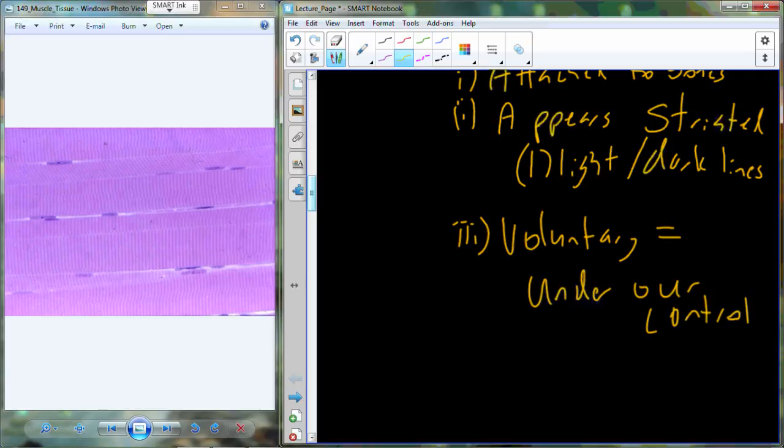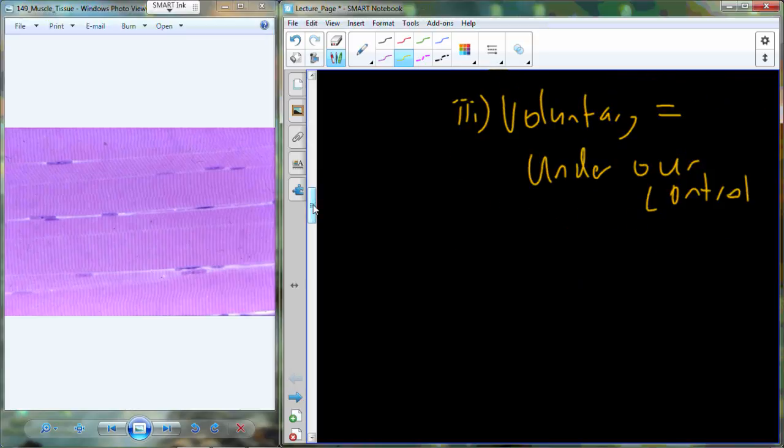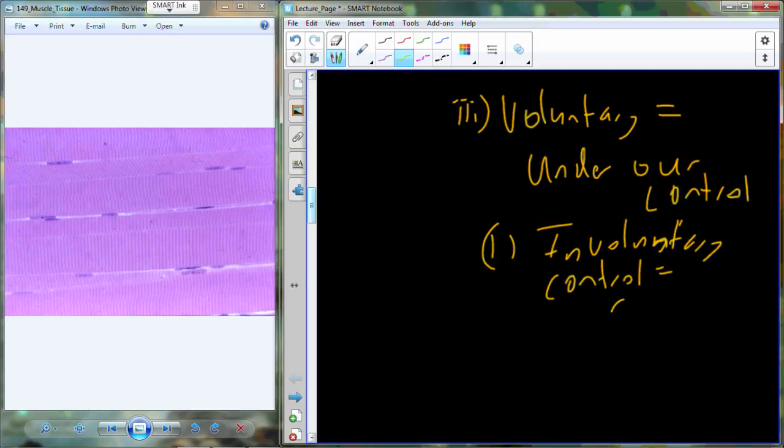It's under our control. If I want to walk over there, I can walk over there. If I want to make my heart beat, though, I don't think I was really doing anything. If the muscle is under involuntary control, anyone know what we would call that? Nice. Autonomic, so it would be controlled by the autonomic nervous system.